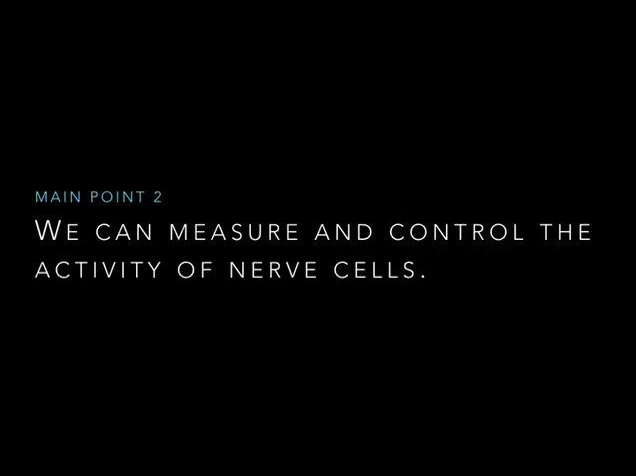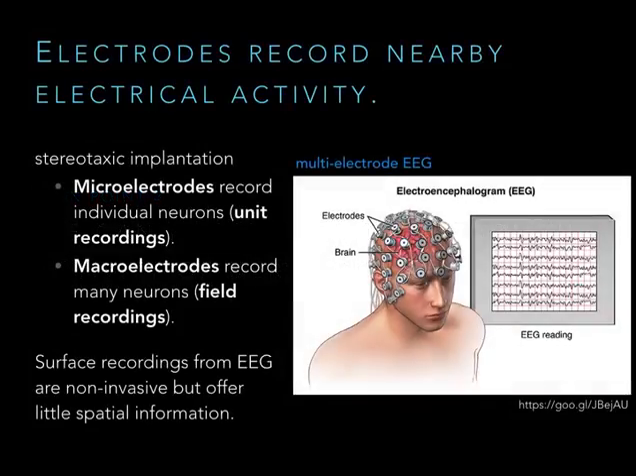Okay, once you've identified your regions of interest, you can measure and control the activity of those nerve cells. Obviously we can directly stimulate neurons electrically or chemically. We've already gone over that. You can also measure the electrical activity of neurons.